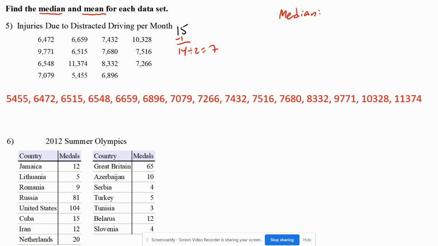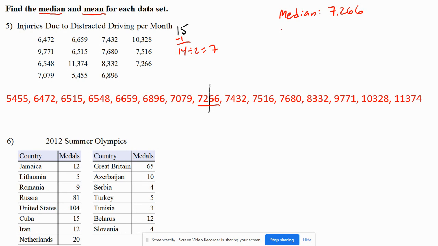So now let me make a line such that I have 7 numbers on each side of my line. So I crossed out this number. Since my line went through a number, that happens to be the median, 7,266.